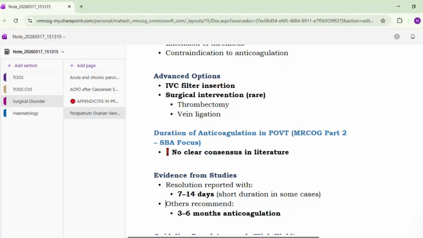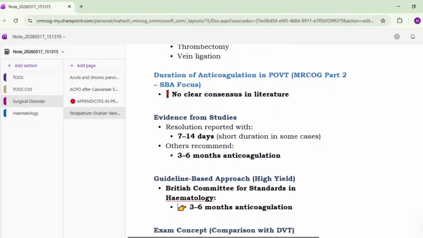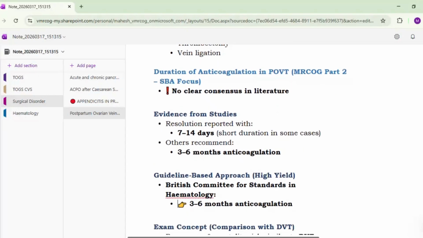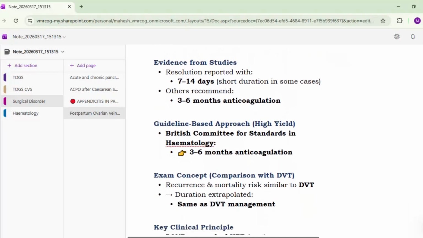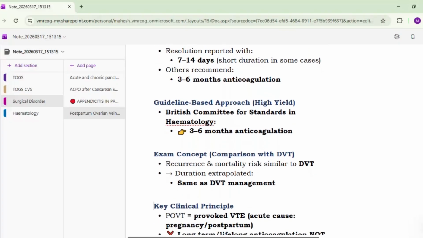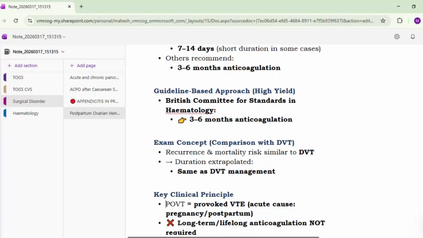Okay. So what is the duration of anticoagulation in POVT? There is no clear consensus in the literature. That is what the talk says. There are different evidences. Resolution has been noted in 7 to 14 days, that is, short duration has been mentioned in some cases. Others recommend 3 to 6 months of anticoagulation. The guideline from the British Committee for Standards in Haematology says around 3 to 6 months of anticoagulation is required if you diagnose POVT.